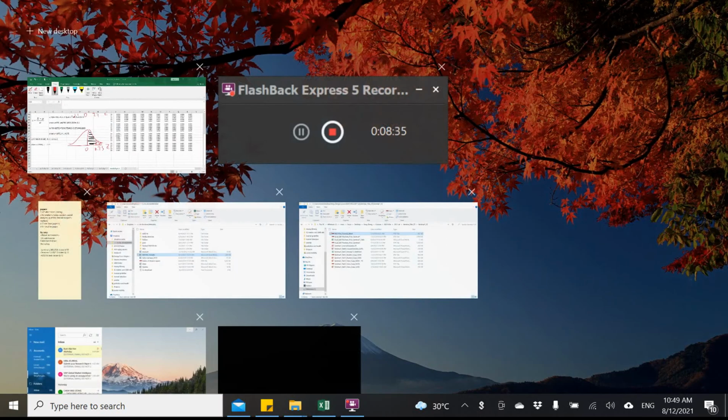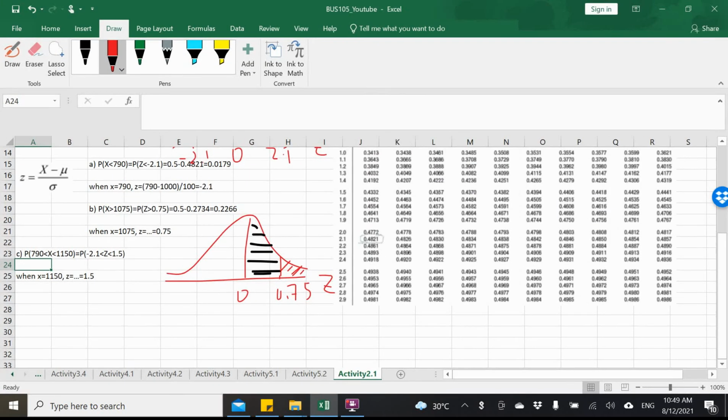We can draw a graph. So now we want to find the area between minus 2.1 and 1.5. Okay? Then how do we use the table on the right hand side to find this big shaded area?